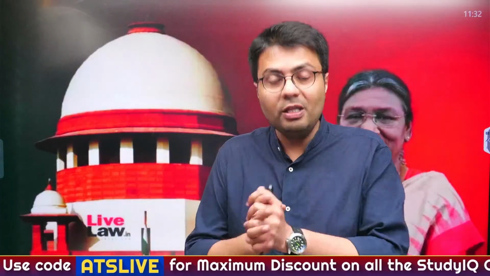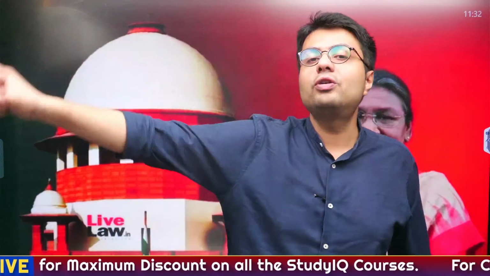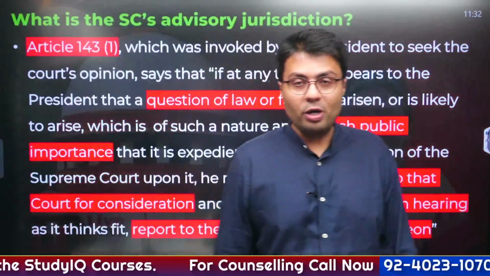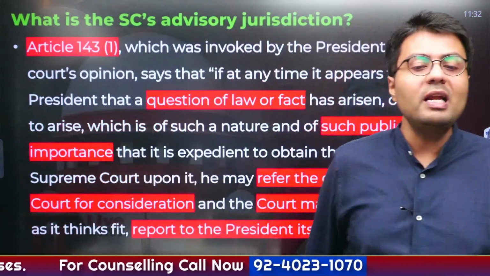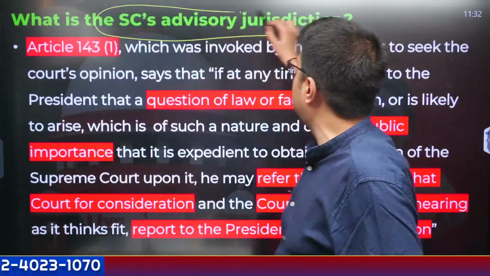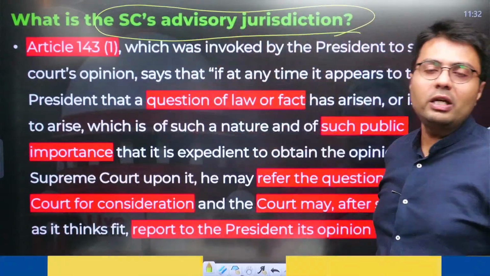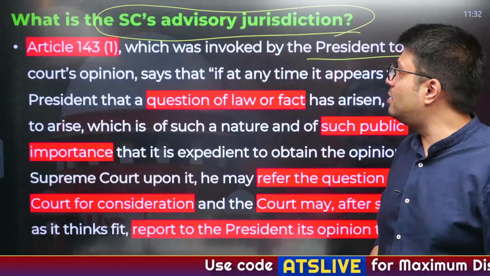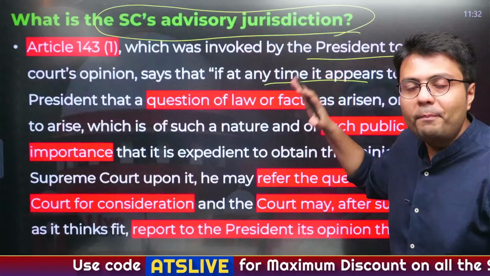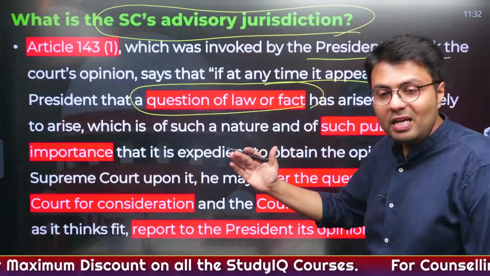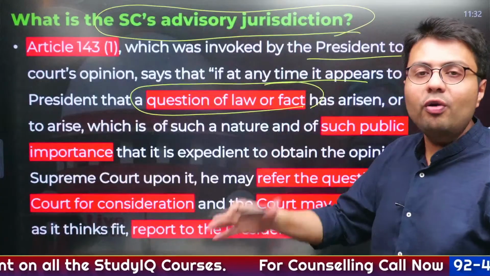So in this regard, the President of India, Smt. Draupadi Murmu, actually posed certain questions to the Supreme Court using her power under Article 143. So what is Article 143? Let us understand this. This is also called the Supreme Court's advisory jurisdiction. Article 143 clause 1 states that the President of India can use this power at any time when it appears to the President that a question of law or fact has arisen in public interest and therefore needs to be addressed.